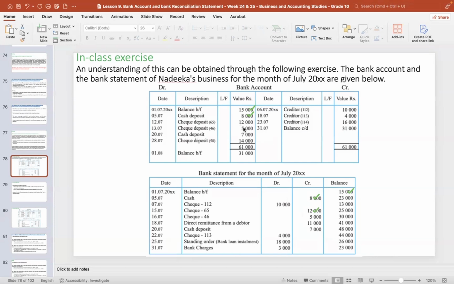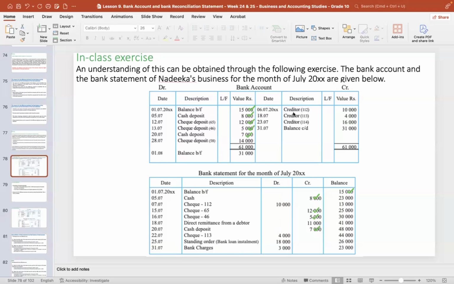Here also it's okay. Then check deposit 46, 5,000. Check deposit 46, 5,000. Okay. Then cash deposit 7,000. Cash deposit 7,000. It's there. Check deposit 14,000. That is not recorded here. On the bank statement, if you can see, it's not been recorded.